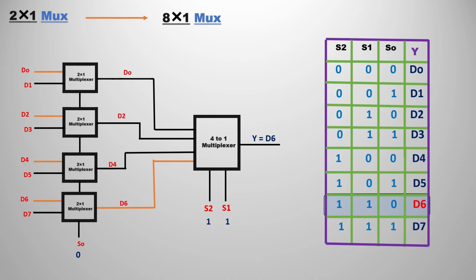If you observe S2 S1, those are the select lines, that is 1 1. As that is 1 1, we are going to select the last one according to the select lines, as per the 4 cross 1 mux property. So that is 6. From the truth table also we can verify that it is D6, so this is verified.